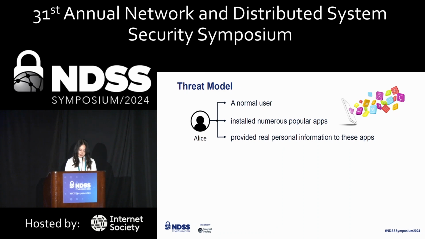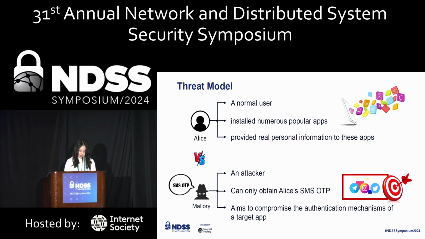Considering a real-world scenario, Alice is a normal user. She installed numerous popular apps, created an account, and provided personal information to these apps. As a result of Alice's usage, these apps accumulate her usage histories. Attacker Mallory can only obtain Alice's SMS OTP. This can be realized in various ways, for example, mobile phone theft, OTP fraud, and underground cybercrime markets. Mallory aims to compromise the authentication of a targeted app to achieve illegal goals like hijacking Alice's account.